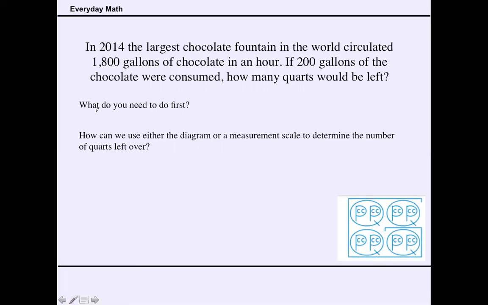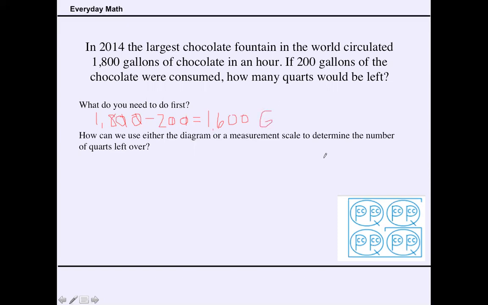So I know we started with 1,800 gallons. It's a lot of chocolate. And then if 200 gallons were consumed or eaten, I take 200 away. So 1,800 minus 200, or if I just get rid of these zeros, 18 minus 2 is 16. And then let's add these zeros back in. So 1,600 gallons.